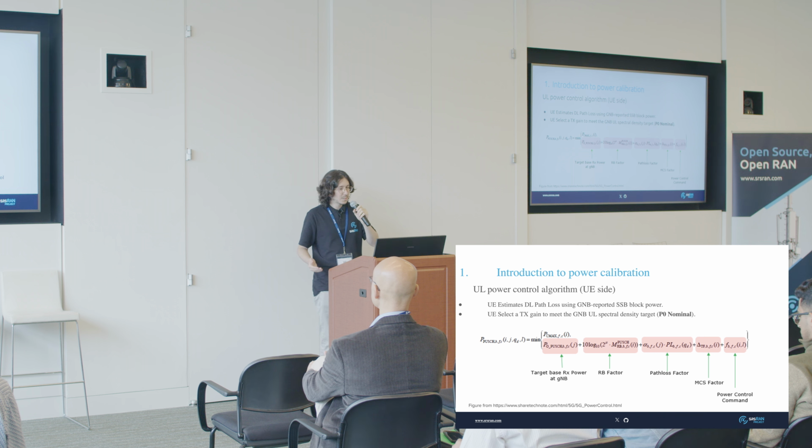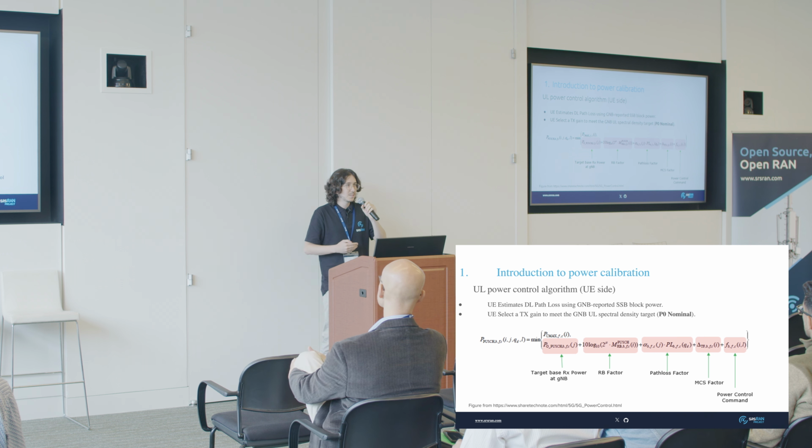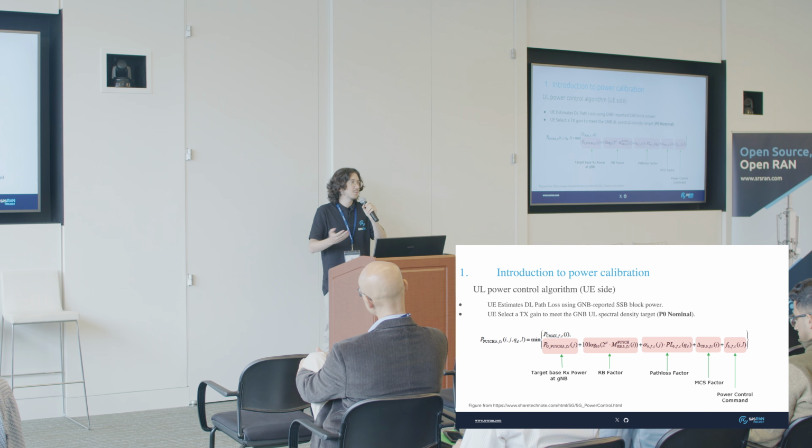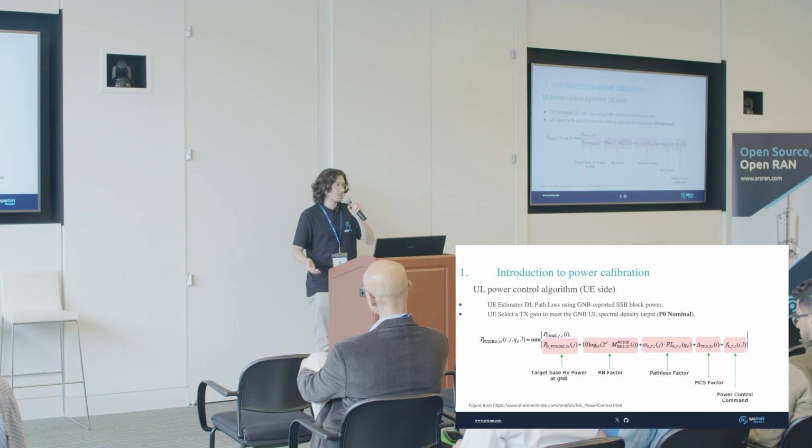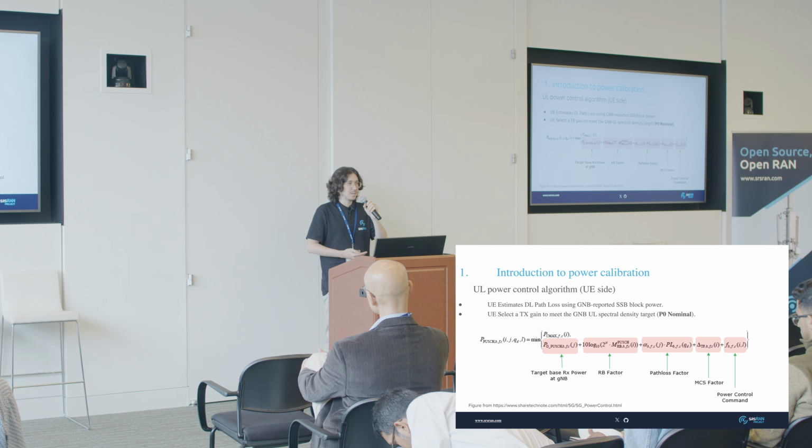In order to do this, the UE estimates the downlink path loss. At least, that's one of the ways of doing it. It's one of the most common. So the UE also knows from the G-Node-B the power of the downlink signal.